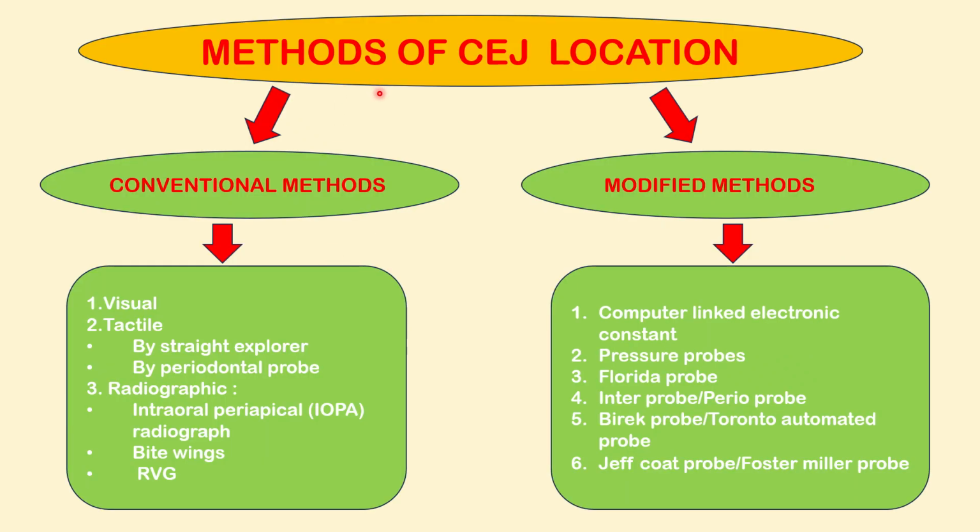So coming to the methods by which cementoenamel junction can be located, the conventional methods include the visual, tactile method, which includes the use of a straight explorer or a periodontal probe. Radiographic methods include IOPA, bite wings, and RVG. The modified methods to locate CEJ include the use of computer-linked electronic constant pressure probes, Florida probe, Interprobe, Perioprobe, Berek probe, Toronto automated probe, Jeff-Coat probe, or the Foster-Miller probe.